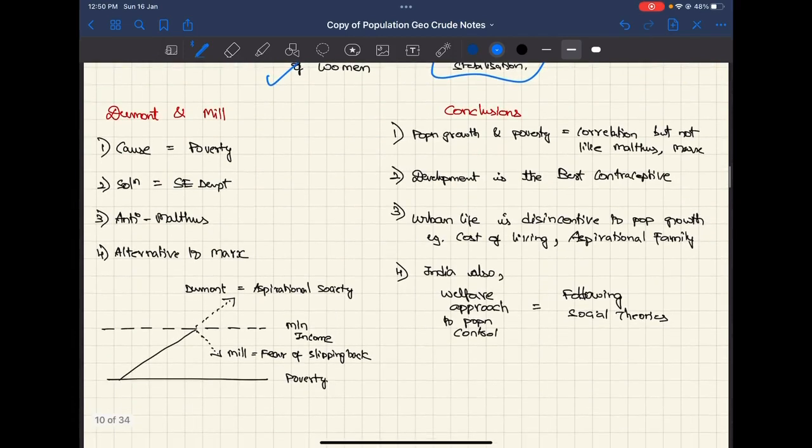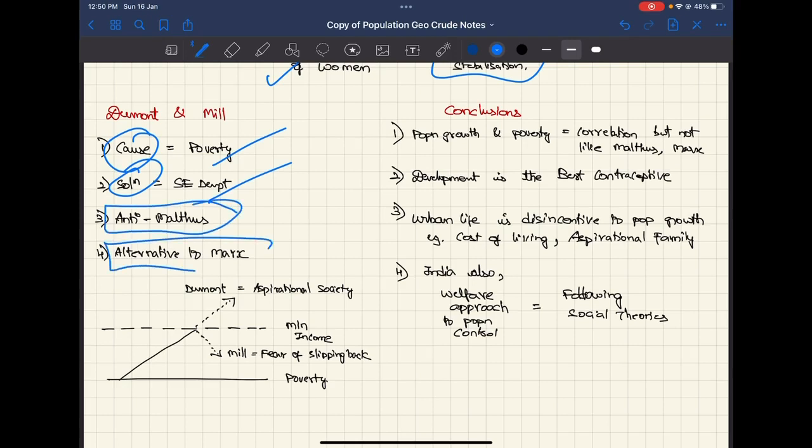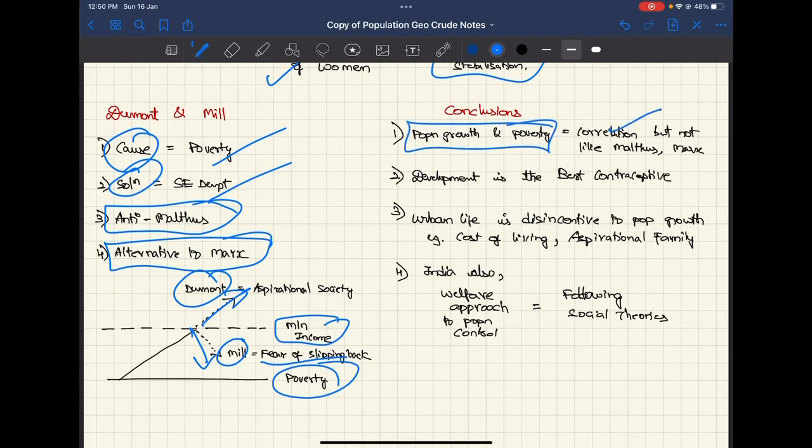Now let's compare both. For both of them, the cause is poverty. The solution is socio-economic development. Both are anti-Malthus. Both are alternatives to Marx. So Dumont is aspirational society, and Mill is the fear of slipping back. So this is the minimum income and this is the poverty. And the conclusions: population growth and poverty are correlated, but not like Malthus and Marx said. Development is the best contraceptive.